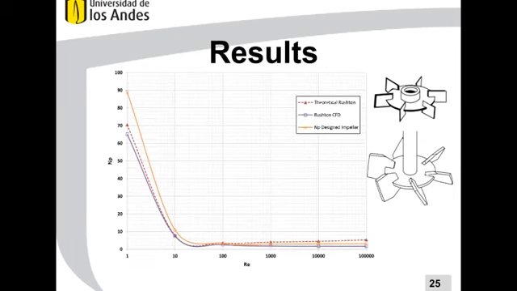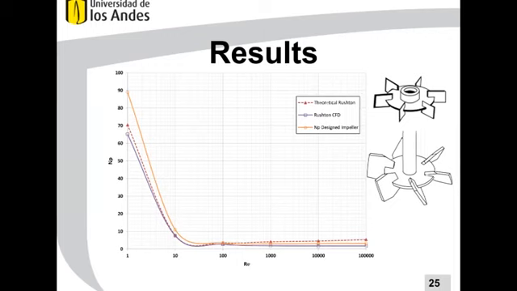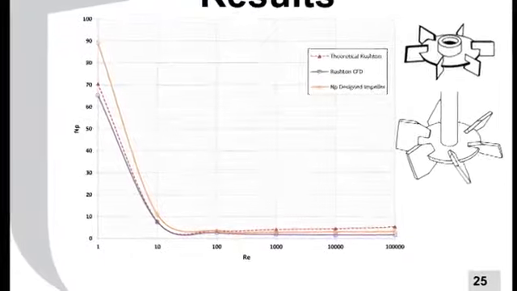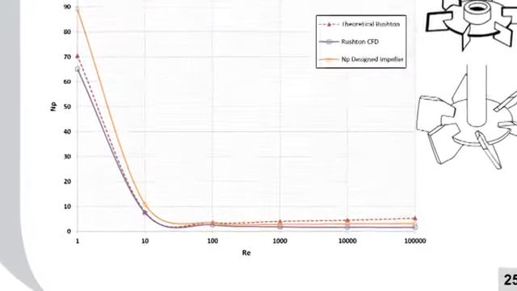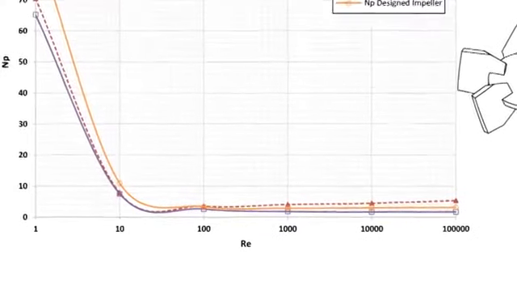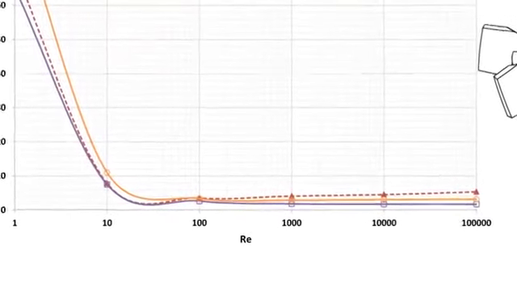After the simulations were carried out, calculating the torque, the Reynolds number, and the velocity and rotational speed, the following curve could be obtained. This is the power curve of the impellers. And over here we compare the theoretical Rushton value, the simulated Rushton, and our designed impeller. It can be seen that after the transient flow, the values are very similar, as well as the behavior.